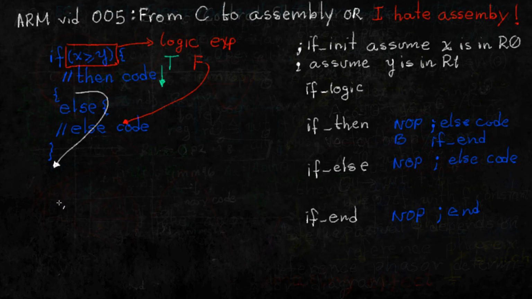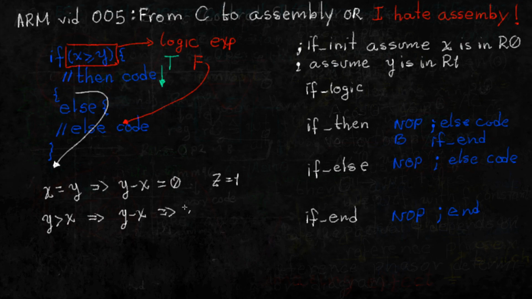That's one way to do it. We know that if X is equal to Y, then Y minus X is equal to 0, and we know that if we use the sub instruction, it will modify the flags. The C flag will take the value 1. We also know that if Y is greater than X, then Y minus X is going to give us a positive result. We'll have positive sign.